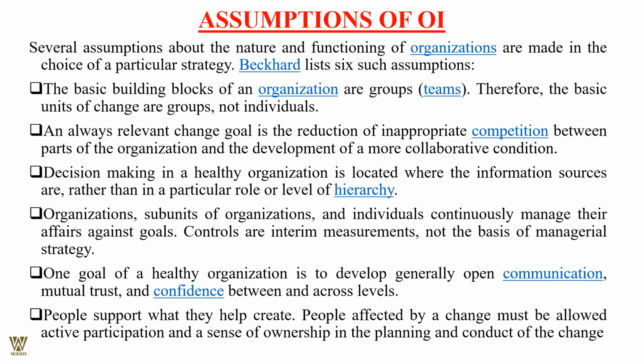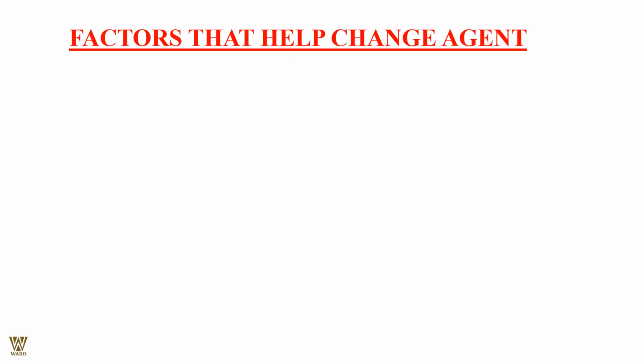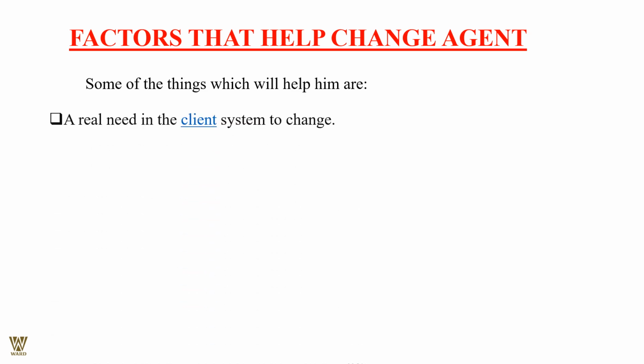People who get affected by change must be allowed active participation and a sense of ownership in the planning and conduct of change. So, what are the factors that can actually help a change agent? First and foremost is the client system's willingness to change, and understanding why to change. Why should the client or organization change? Because it helps them in the long run, because it is future oriented, because it saves their job, because it makes their life easy. These need to be made understood.